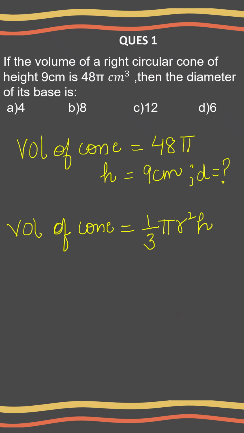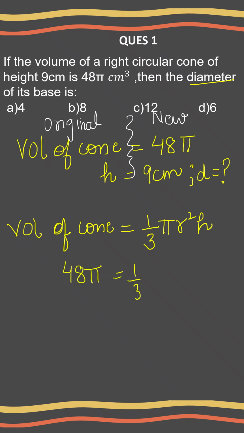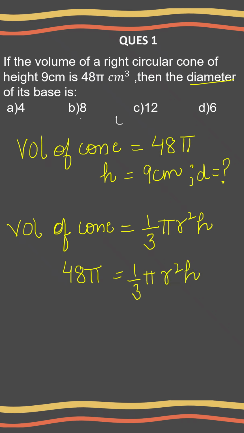In question number 1, the volume of a cone is given, its height is given, and you need to find the diameter of its base. So let's start with the given information. Volume of cone is 1 by 3 pi r square h. Replace volume of cone by 48 pi is equal to 1 by 3 pi r square h. Now cancel this pi and pi.